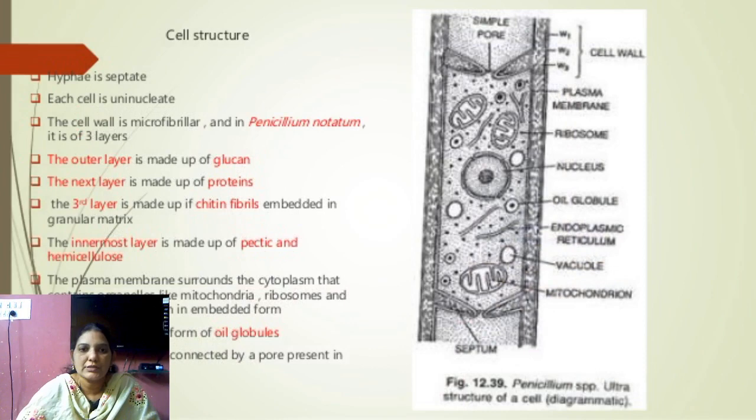Coming to the cell structure, the cell wall is made up of 3 layers. The outer layer is made up of glucan, the second layer is made up of protein, and the third layer is made up of chitin. In the middle part is the cytoplasm, and the nucleus is present here, and vacuoles are also present.